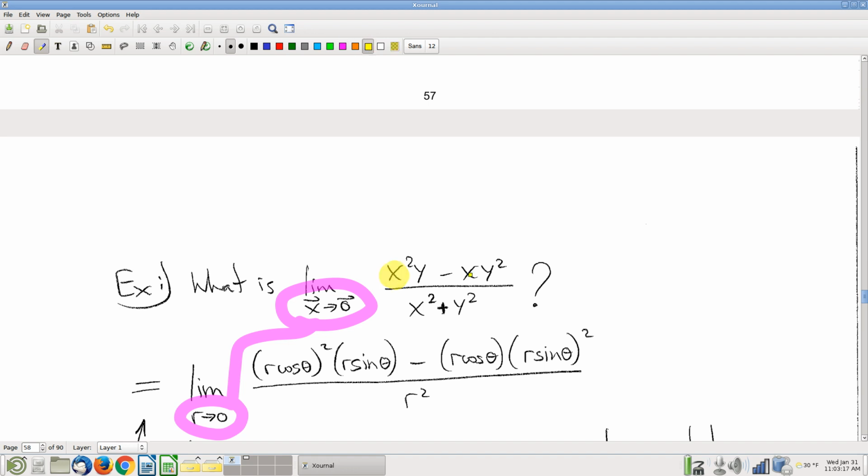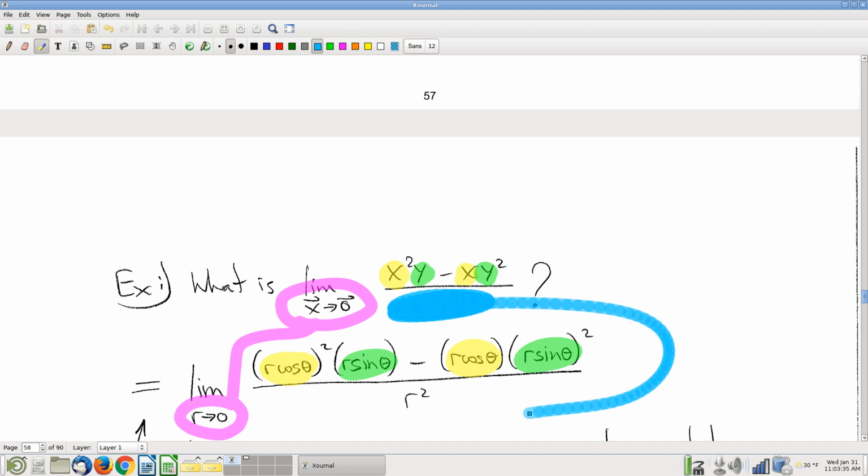X is r cosine theta. That's on the previous page. Y is r sine theta, and also on the previous page, x squared plus y squared is r squared, the old Pythagorean formula.